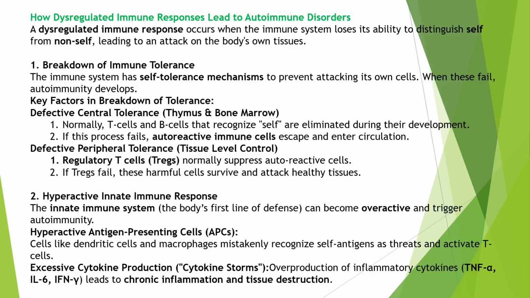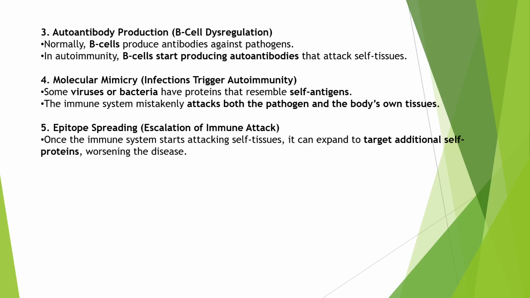So your cytokine production also should be regulated. Next is autoantibody production. Just as T cells or your other cells are activated for an immune response to attack cells, in the same way, B cells are supposed to produce antibodies against foreign peptides or antigens. If they start producing antibodies against your own cells, that will also affect your healthy cells.